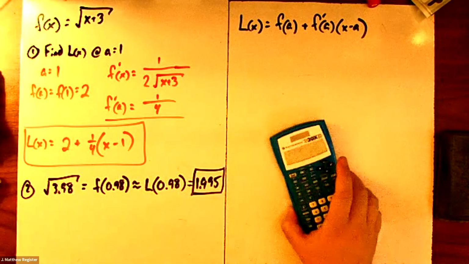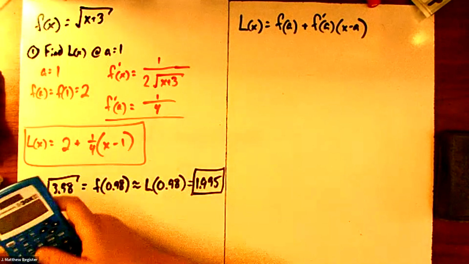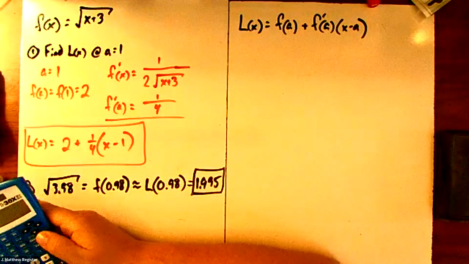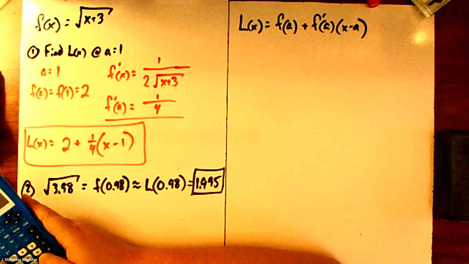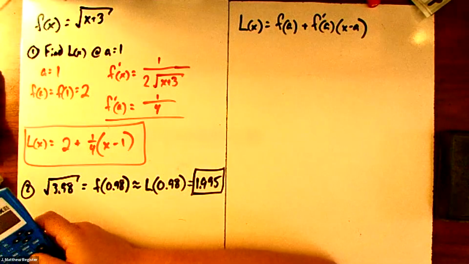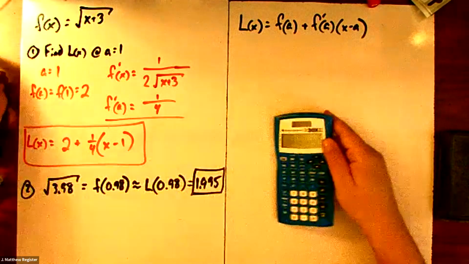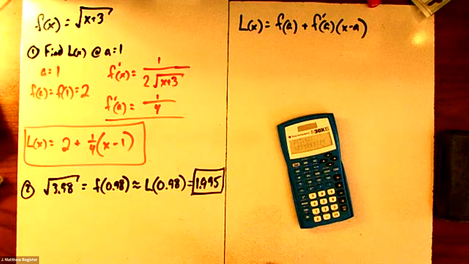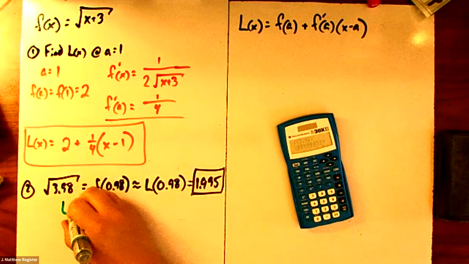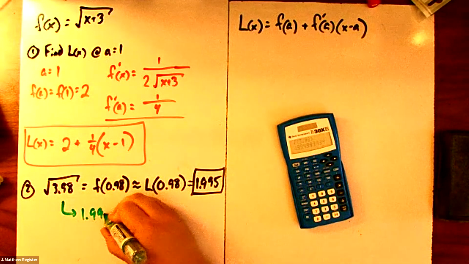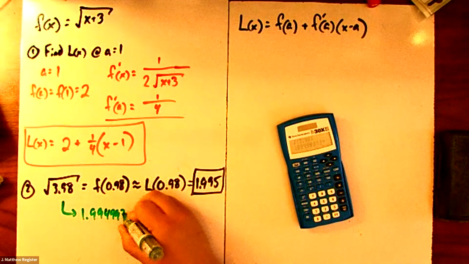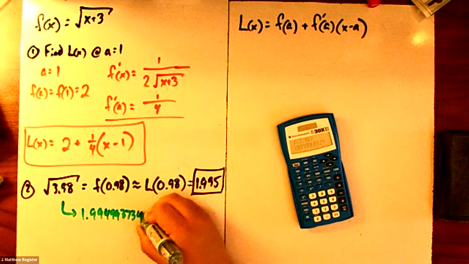And so now the question is, how close is that to the actual answer? Well, if we were to do the square root of 3.98, that would give us 1.99499, 3734, and on.